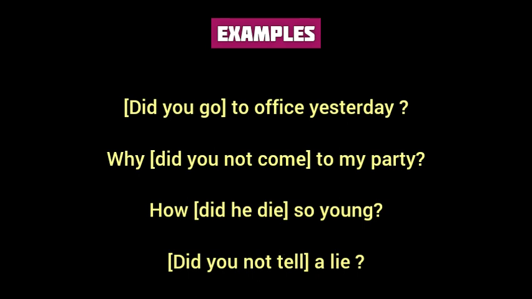So I repeat that in simple past tense, in interrogative sentences, the auxiliary verb did comes before the subject and the main verb in the first form comes after the subject. Make sure that you don't use the second form of the main verb with did in either negative or interrogative sentences. Remember, the second form is used only in affirmative or positive sentences in simple past tense.